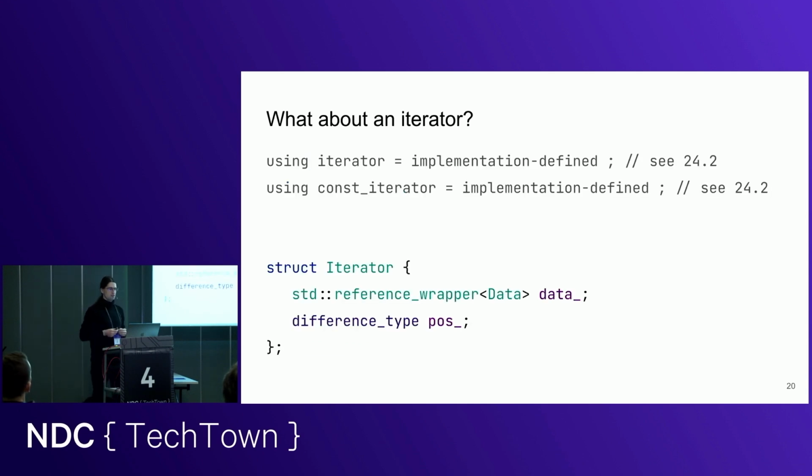Let's move to the most interesting thing. Iterator. So who has ever implemented their own iterator? That's an interesting thing, because an iterator has some operators to dereference itself and to return a mutable reference to the internal data. That's a super good question, since iterators are implementation defined based on the standard.